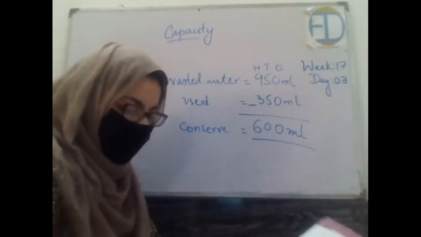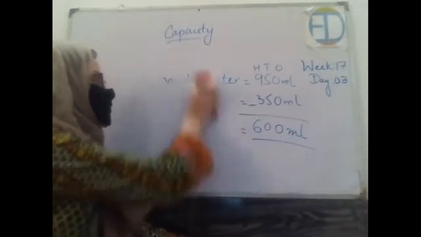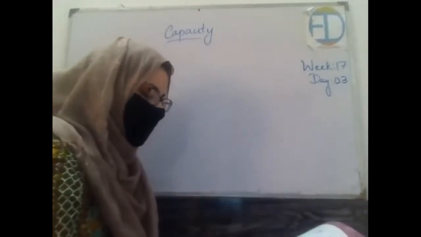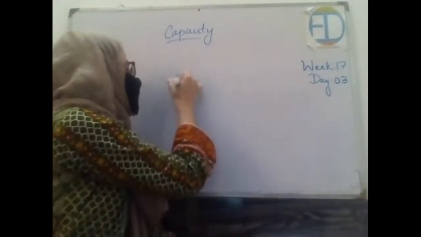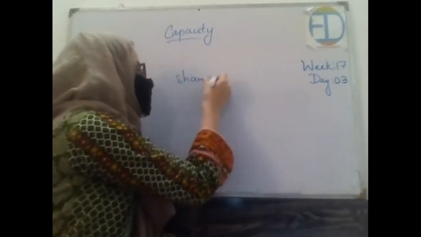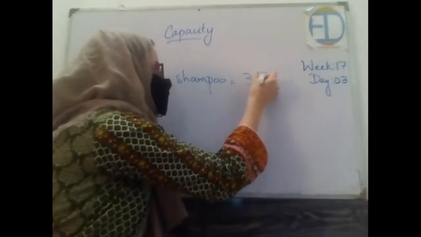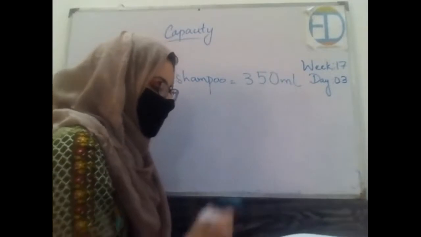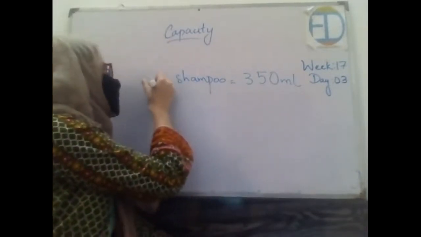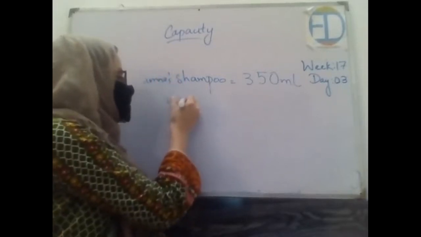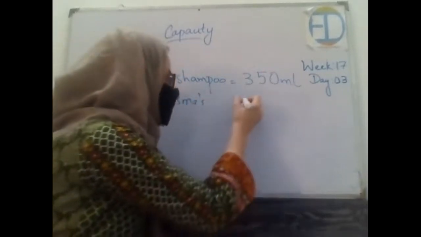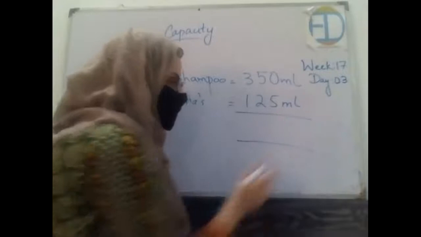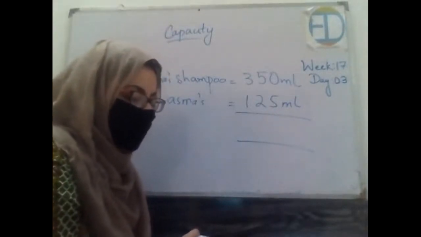Okay. Now let's do the next one together as well. The next question says Amna has 350 milliliter of shampoo. How much shampoo does Amna have? 350 milliliter. Asma has only 125. This is Amna's shampoo. And how much does Asma have? She has only 125 milliliter of shampoo. What are we supposed to do? Who has more and by how much?